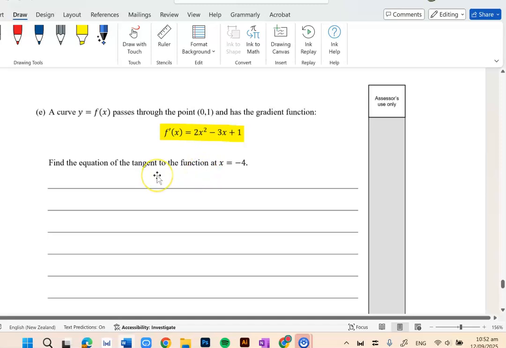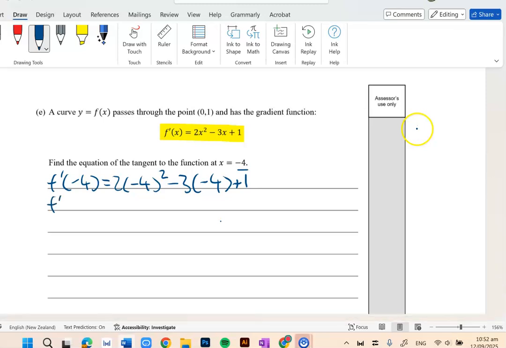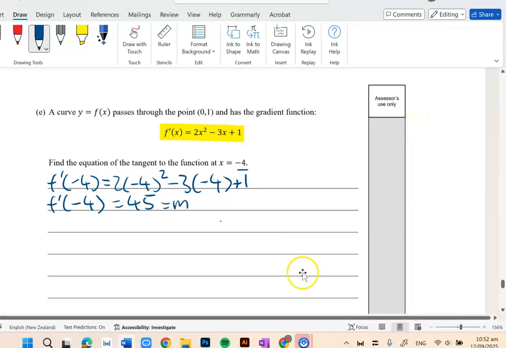So the first thing we're going to do is find the gradient first, because it's already been differentiated for us. And we plug in this x value. So f dash of -4 equals 2 times (-4) squared minus 3 times (-4) plus 1. If you put that into your calculator, when x equals -4, the gradient will be 45. So that's our m value.